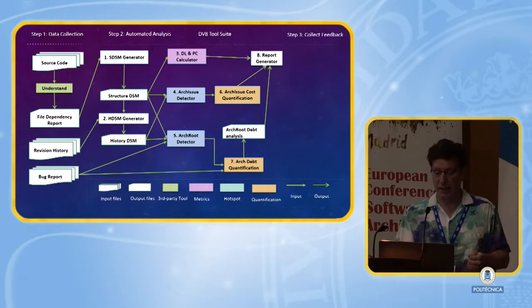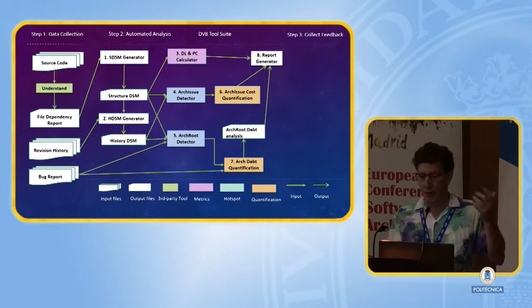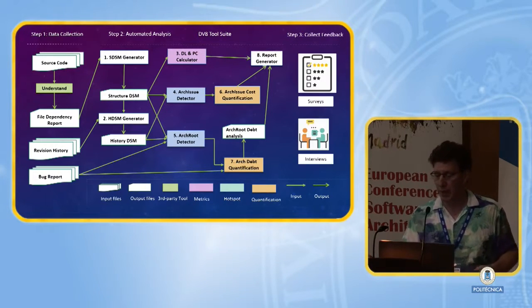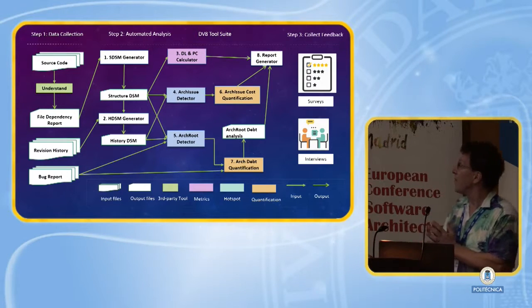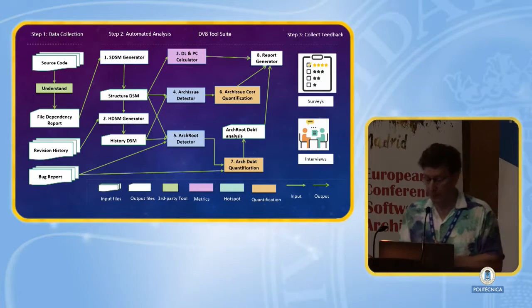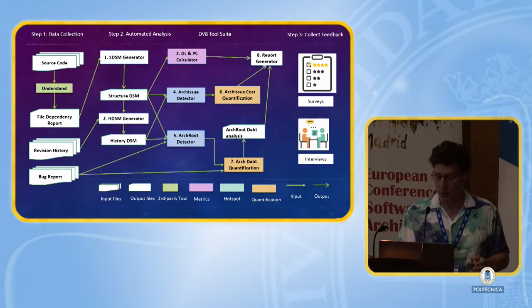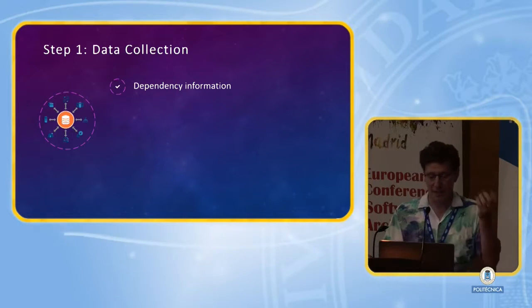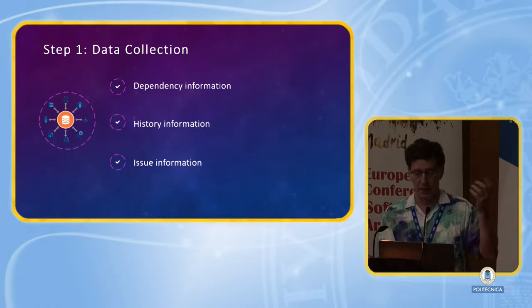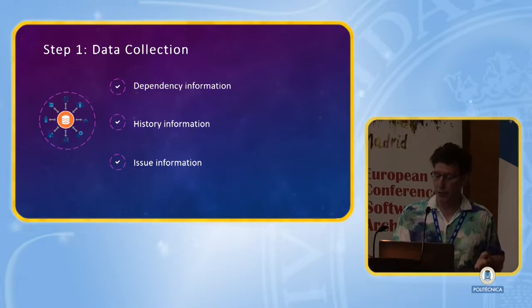And we look at that, and then we calculate a number of measures. We generate a number of reports. I'll show you some of these in a minute. And then finally, we collect feedback from practitioners via surveys and interviews. So as I say, for data collection, we grab dependency, history, and issue information.